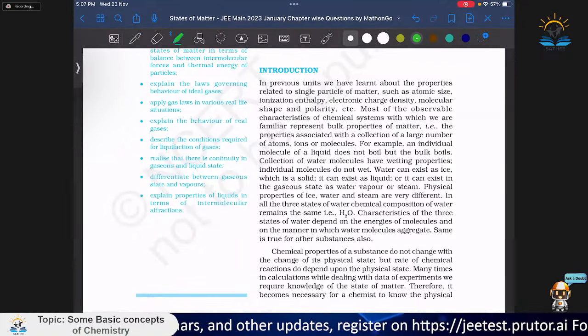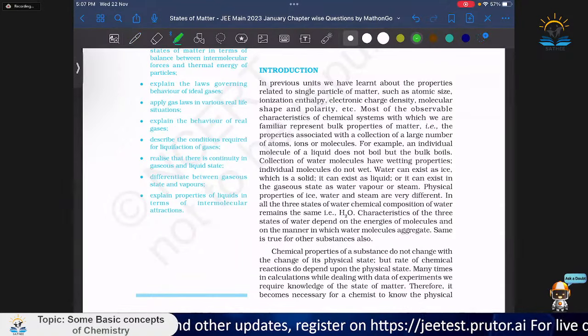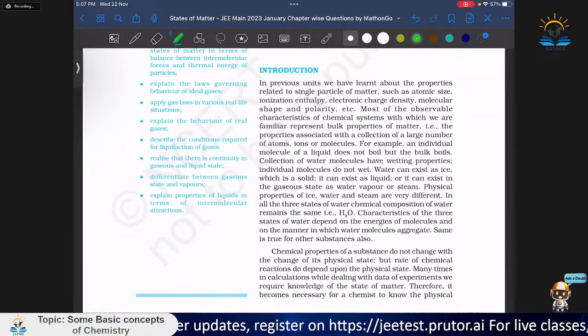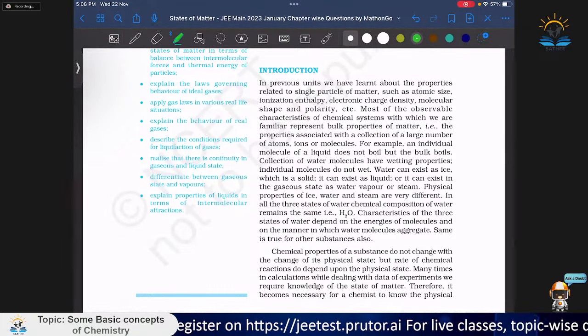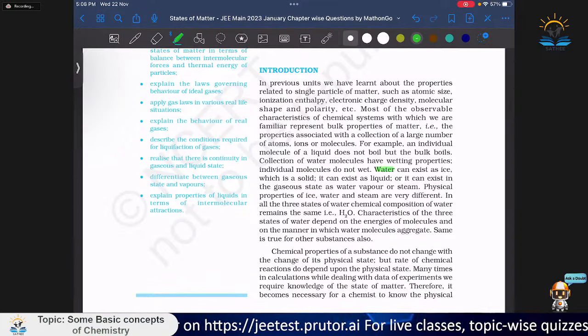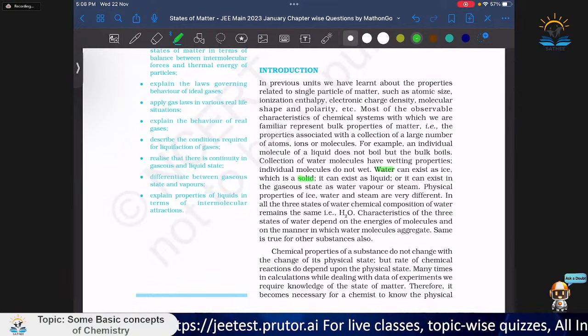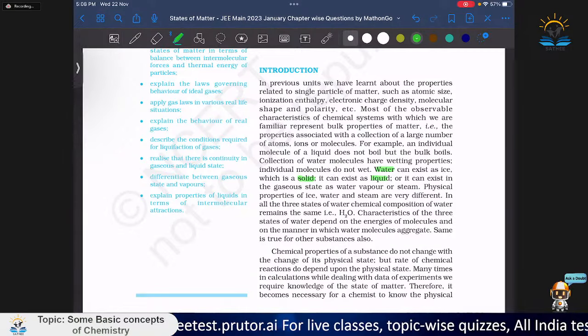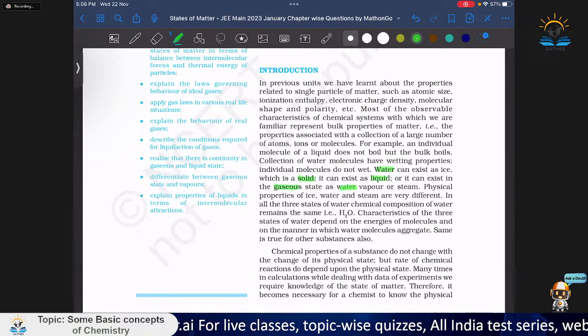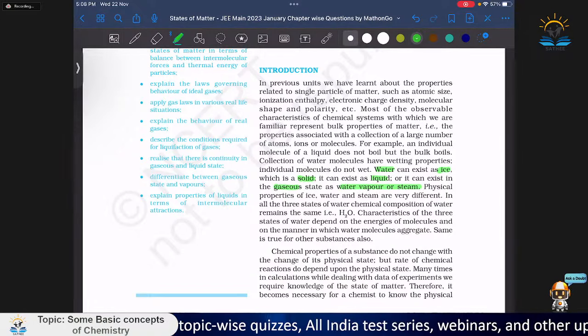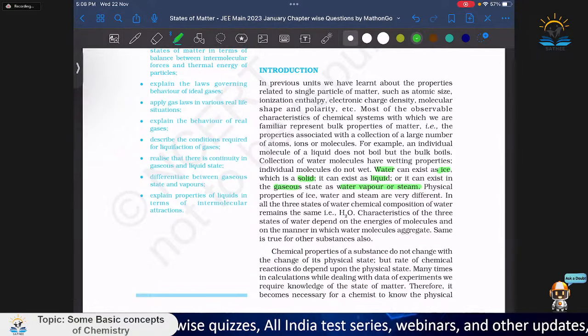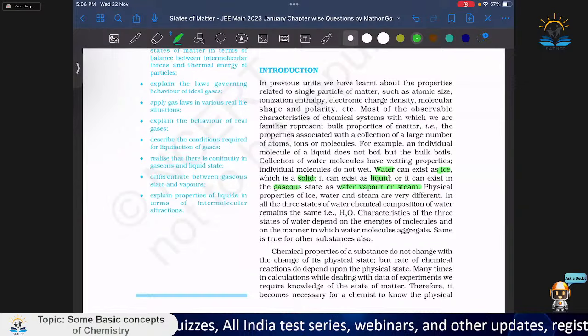So, introduction. What is states of matter? See, matter exists in different states. Any matter, for example, water. Water can exist as ice, which is solid. It can exist as a liquid, or it can exist in a gaseous state, as water vapor or steam. So ice, liquid water, and vapor and steam. These are the three states of matter: solid, liquid, and gas.